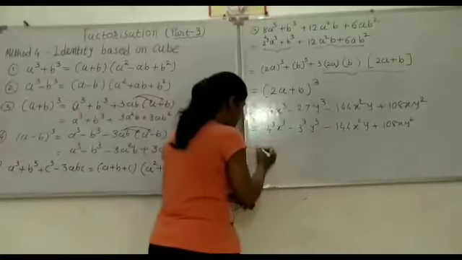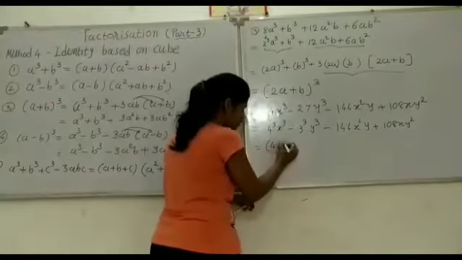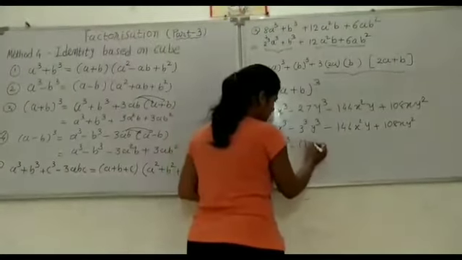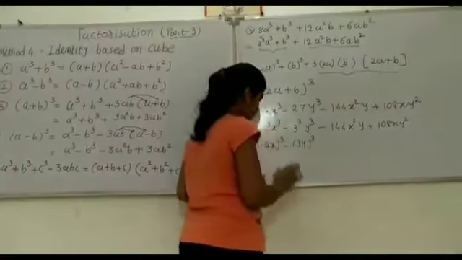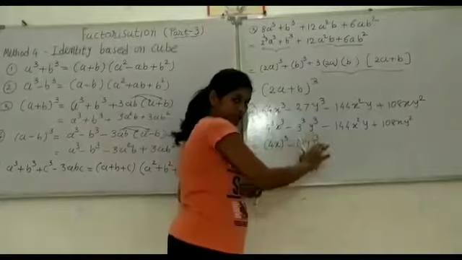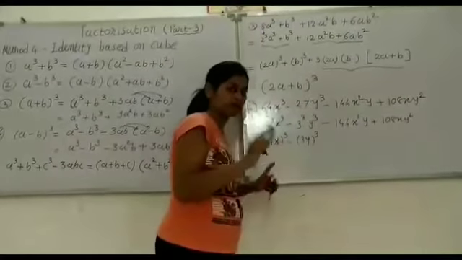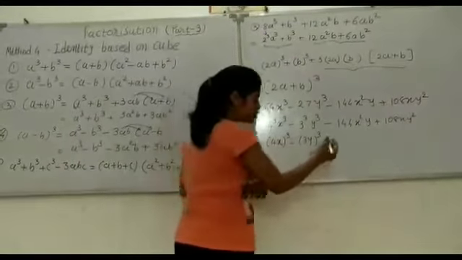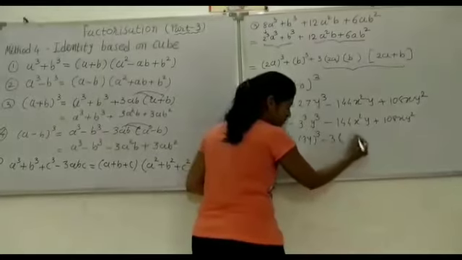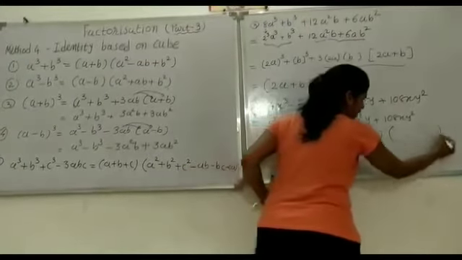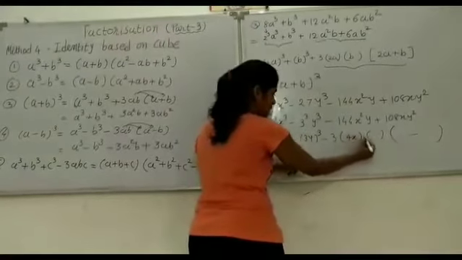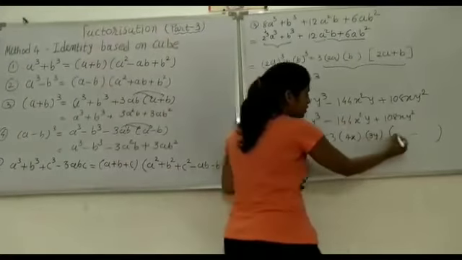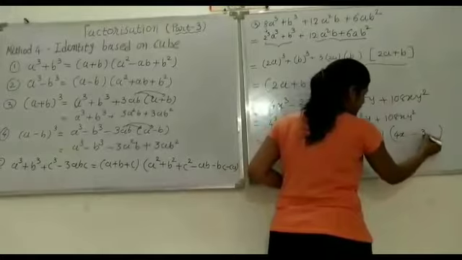Now you can write 4x whole cube, this is 3y whole cube. Now, how can we write the steps here? We know a cube minus b cube minus 3 times ab bracket a minus b. So you have to write minus 3 times first, second in bracket first minus second. So your first is 4x, second is 3y. So you have to write 4x minus 3y.